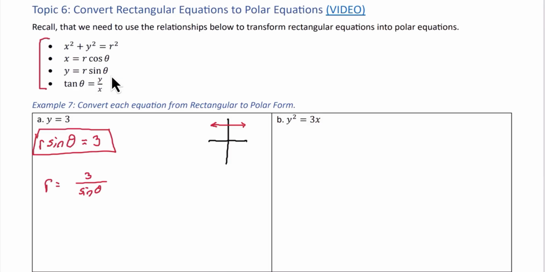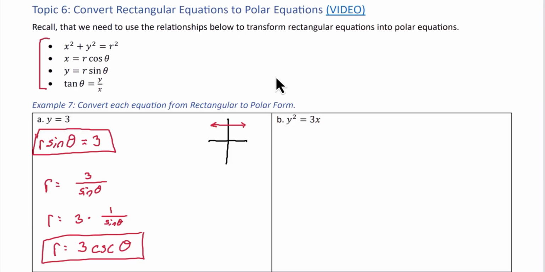We could then rewrite that as r equals 3 times 1 divided by sine theta. And we know that 1 divided by sine theta is really cosecant theta. So again, this is just an alternate way to write it if we wanted to solve for r. Again, we are having to assume that sine theta is not equal to 0. We don't want to divide by 0.